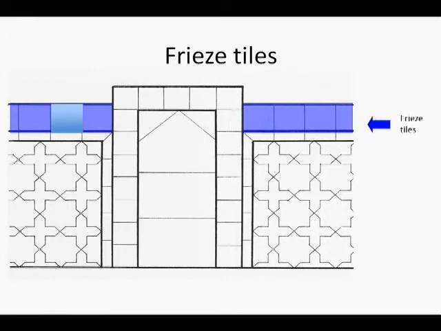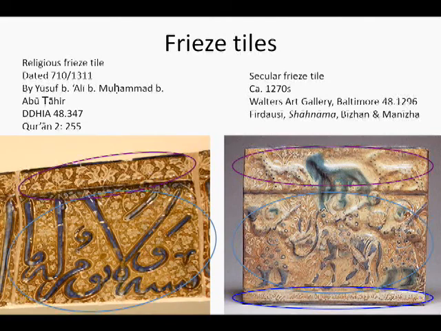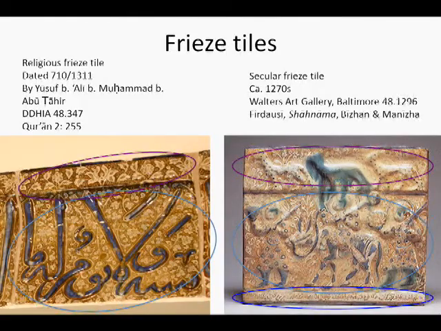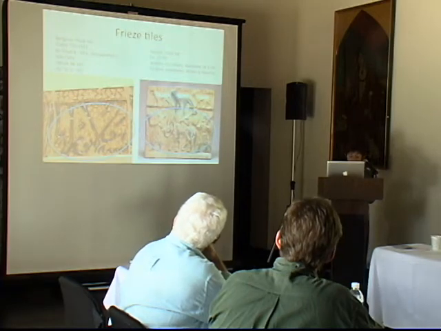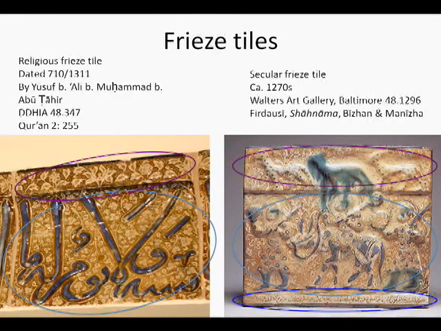Rectangular or square frieze tiles are usually divided into a few bands which contain either inscriptions or painted decoration, some of which are molded in relief. The left tile is an example of a religious frieze tile which is dated to 710 and bears a Quranic quotation in the Shangri-La collection. And the other is a secular one in the Walters Art Gallery, Baltimore. It carries both image and quotations from Ferdowsi's Shahnameh. Here's the inscription also.